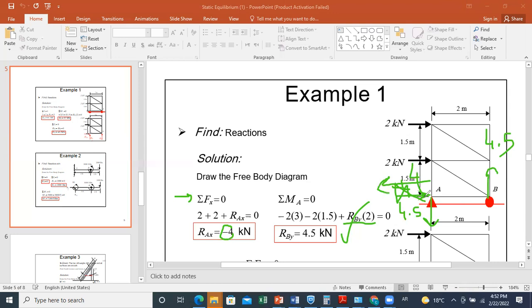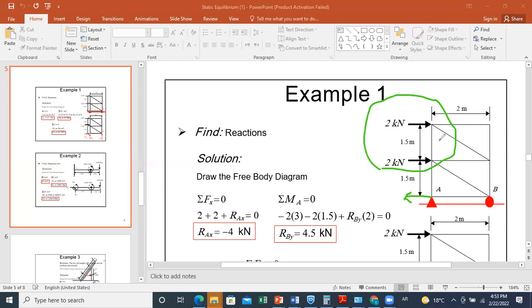Sometimes you cannot know before calculation if you will have a positive or negative result. So you do your calculation. If you get a positive result, this means that your assumption is right. If you get a negative result, this means that you should have the opposite sense. Now here, why can you expect that RAX will be like this? Because RAX is the only one opposing these forces, and both of these forces are positive. So of course, to have equilibrium in X, RAX should be equal to 4 kilonewton in the negative direction.